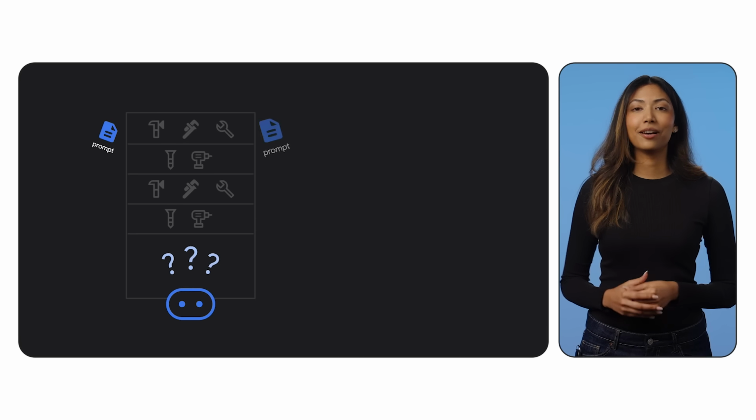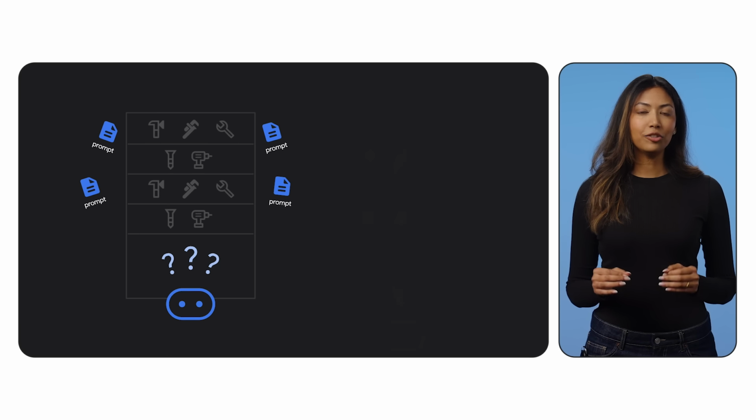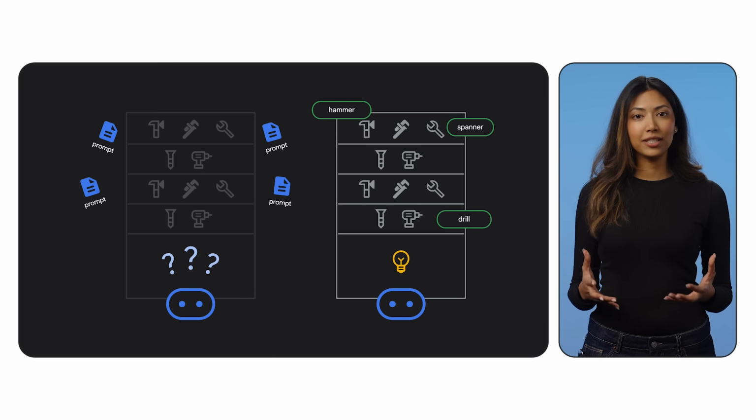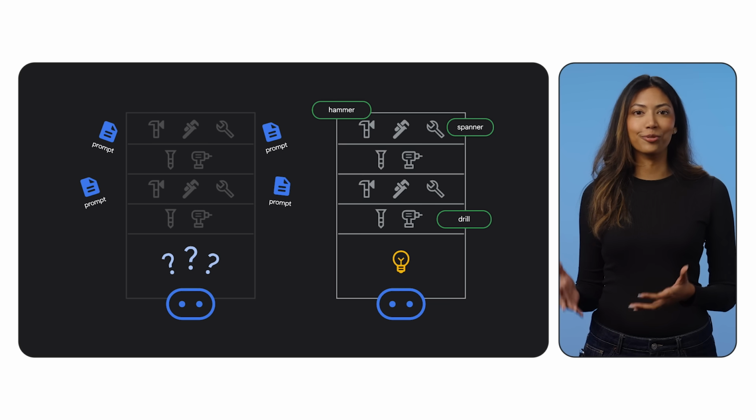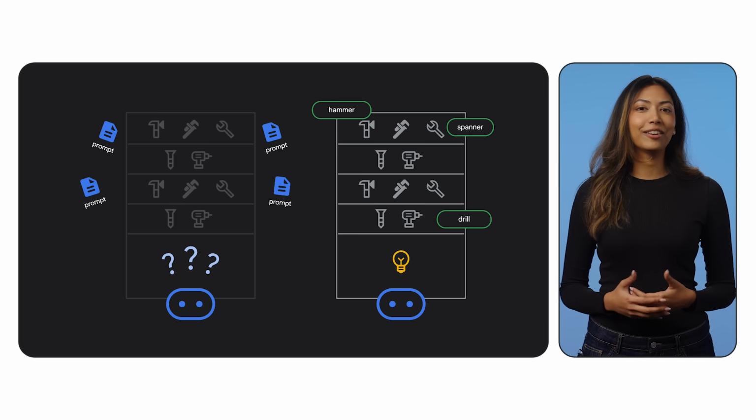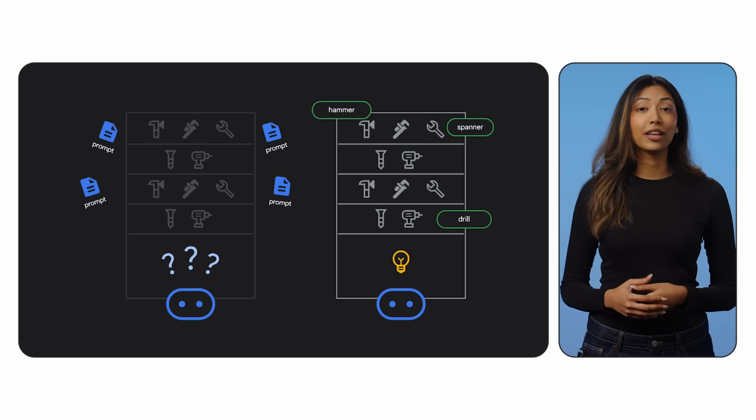That's where MCP comes in. It was designed to make models autonomously discover and use tools without the constant hand-holding that we've been doing in prompt engineering. So before we dive deeper, let's define both sides clearly.